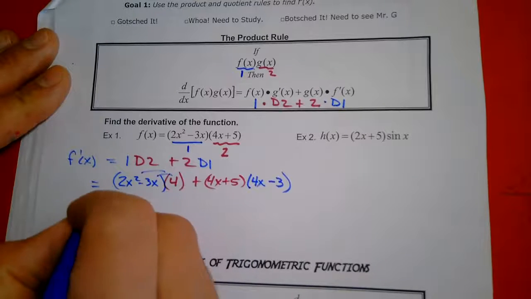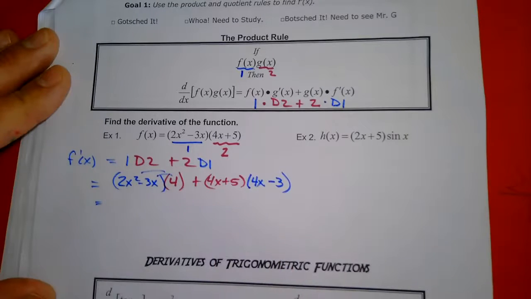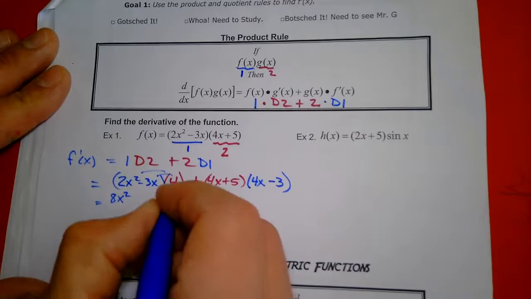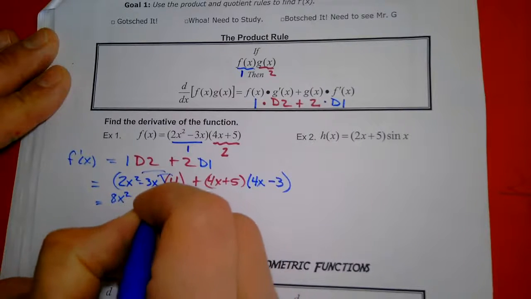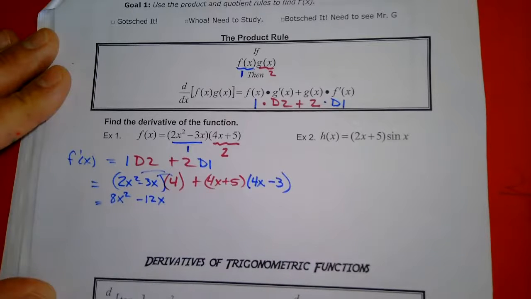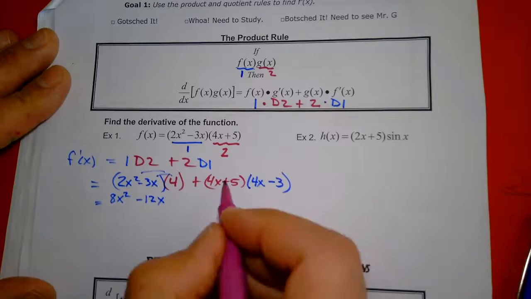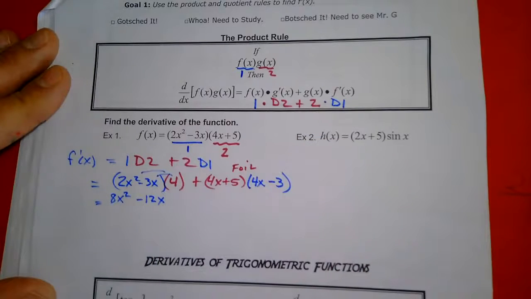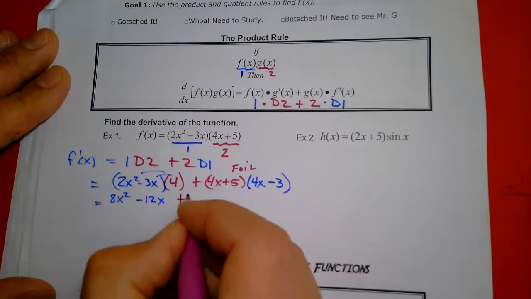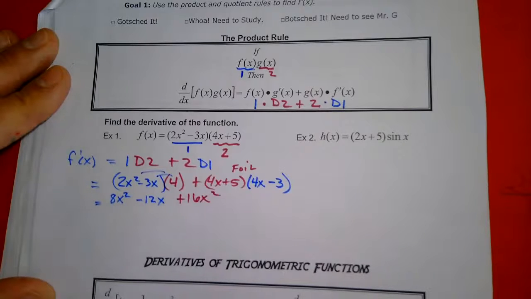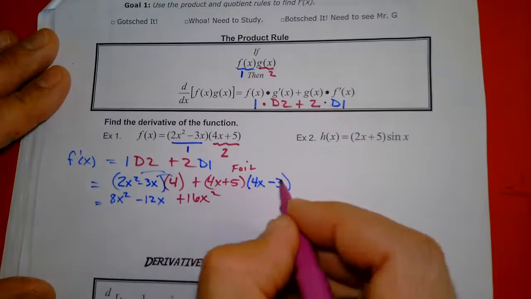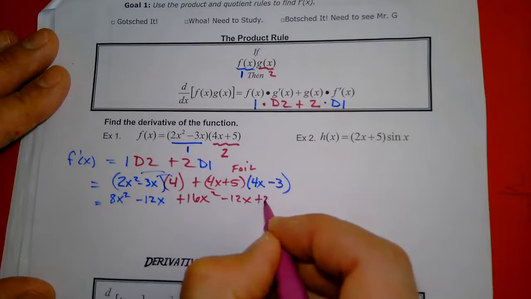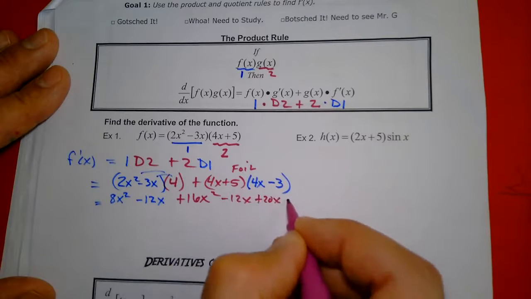As I take a look, 4 times 2x squared we know is 8x squared. 4 times negative 3x is negative 12x. And then what do we have to do over here? We've got to FOIL this thing. First, outers, inners, last. 4x times 4x is 16x squared. 4x times negative 3 is negative 12x. 5 times 4x is 20x. And 5 times negative 3 is negative 15.